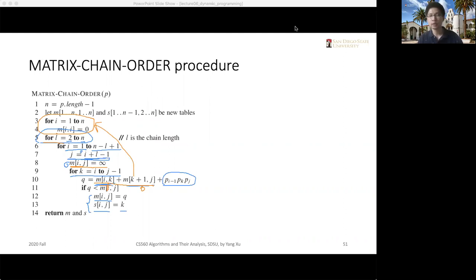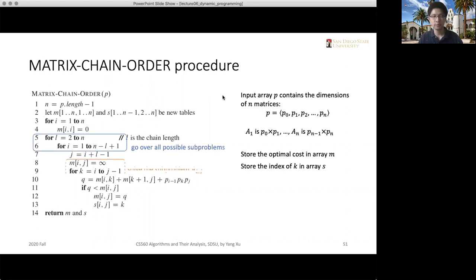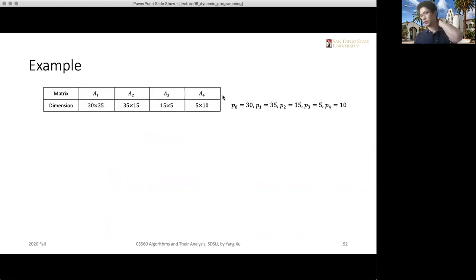So I think we're going to go through one example for this bottom-up implementation. Let's say this is the chain of matrices we want to compute the product of. We want to conduct the chain multiplication. There are 4 matrices, and we know the dimensions are here. The dimensions are stored in the array P, and the index of P starts from 0.